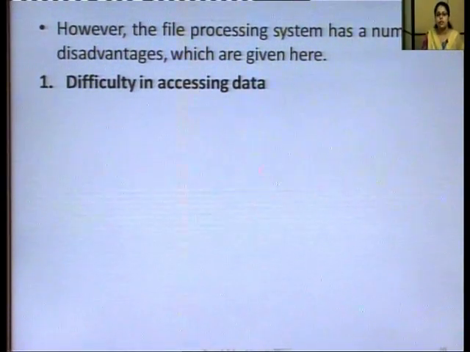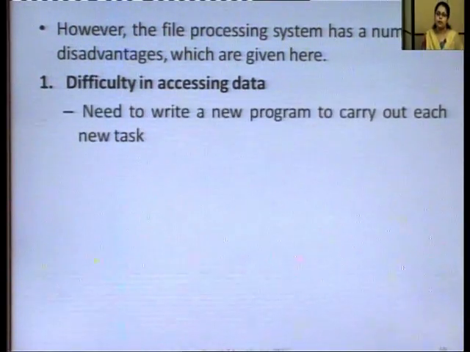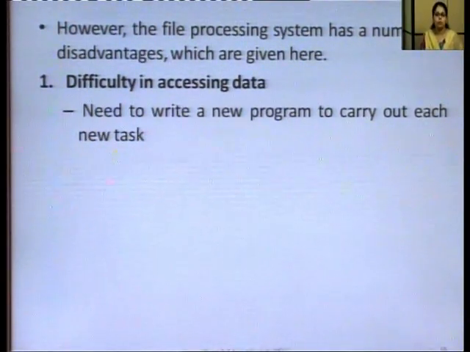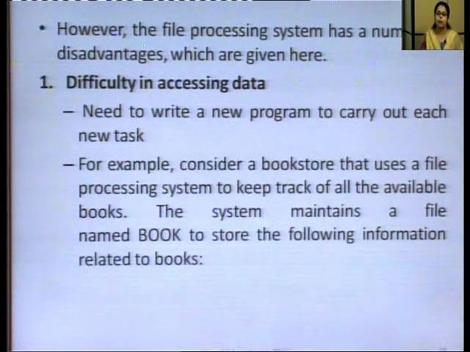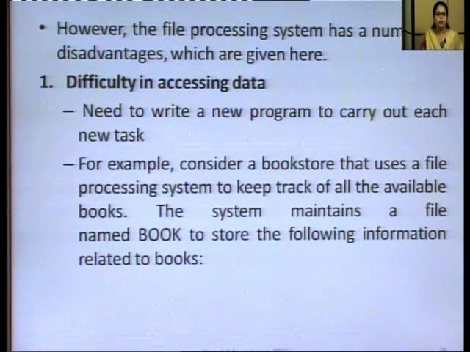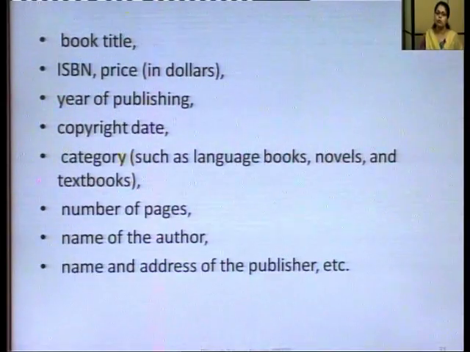The very first is difficulty in accessing data. There is a need to write a new program to carry out each new task. For example, consider a bookstore that uses a file processing system to keep track of all the available books. The system maintains a file named book to store the information related to books. For example, book title, price, year of publishing, copyright date, category, number of pages, name of the author, name and address of the publisher, and so on. All the information which is related to a book.